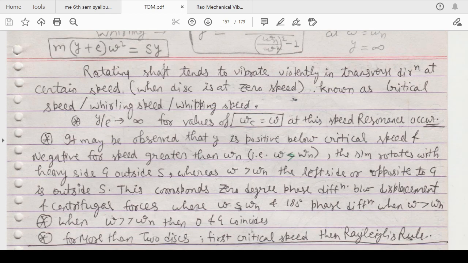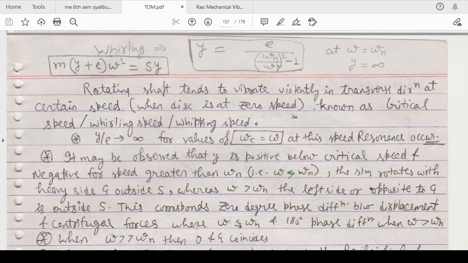Now for the whirling of the shaft, the centrifugal force equals m r omega squared, where m(y plus e) omega squared equals s y, and e is eccentricity. From here you can calculate the deflection: y equals e divided by [(omega n by omega) squared minus 1].